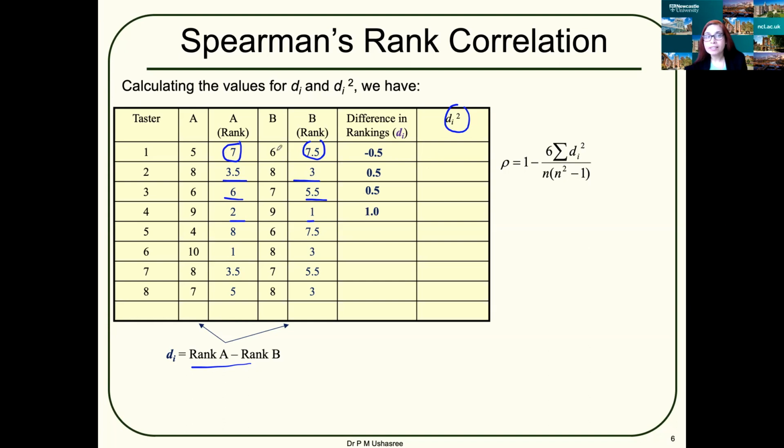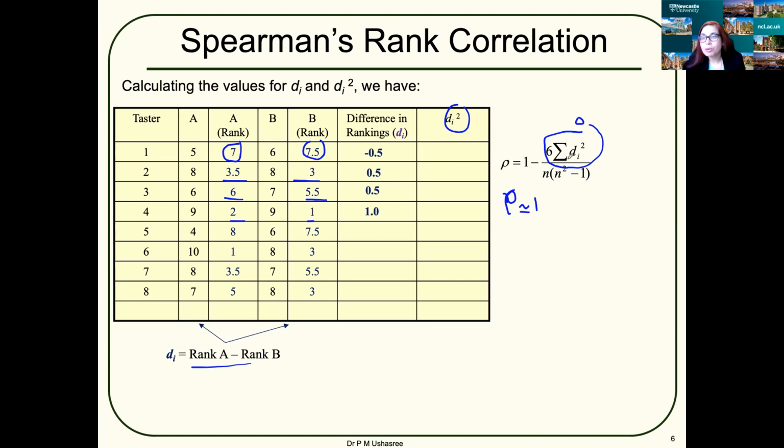When the difference between the rankings is almost 0, this part becomes 0. The difference between the rankings is 0. That means rho is almost equal to 1. So the closer the rankings are, the stronger the correlation between the rankings. Okay, that's very important.